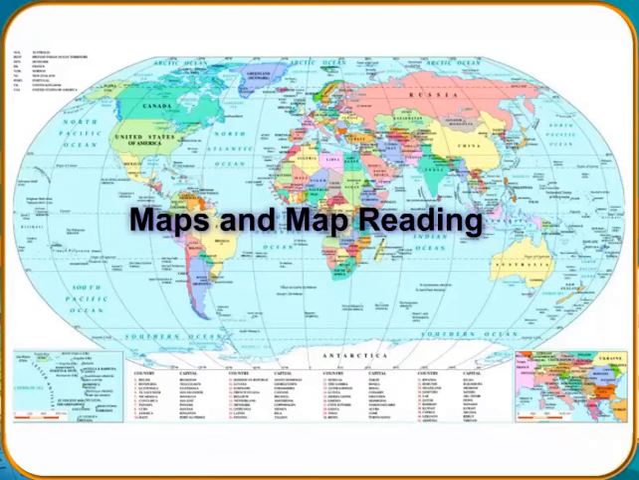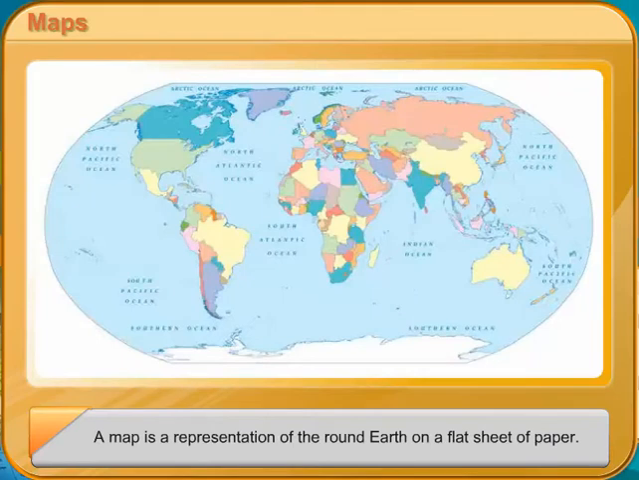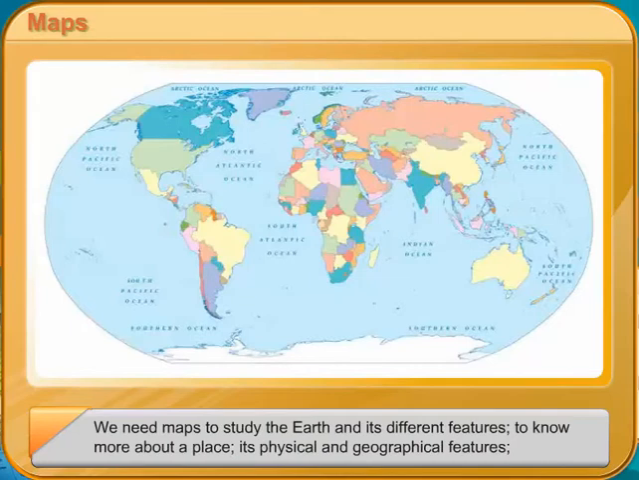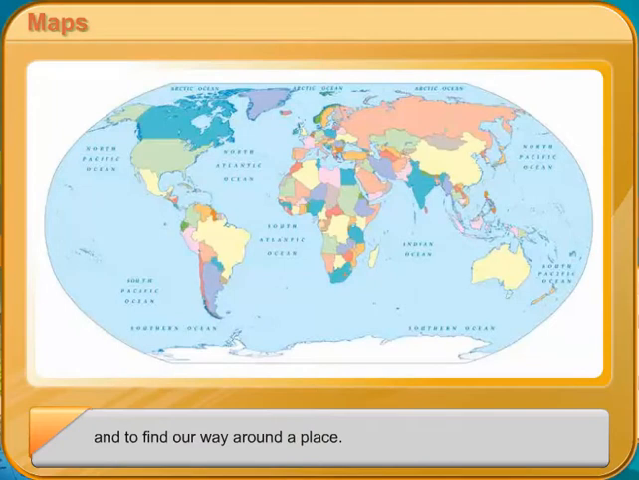Maps and map reading. Maps. A map is a representation of the round Earth on a flat sheet of paper. We need maps to study the Earth and its different features, to know more about a place, its physical and geographical features, and to find our way around a place.